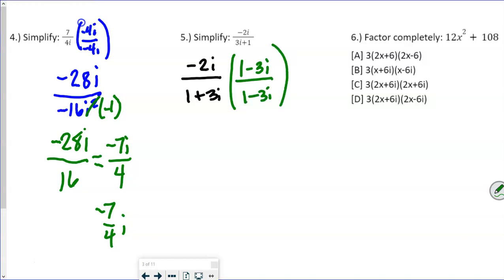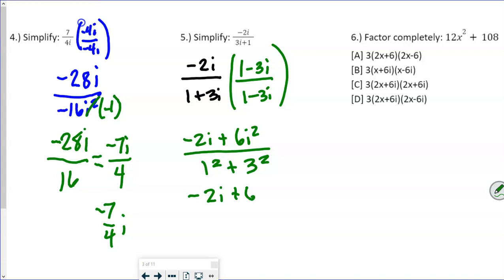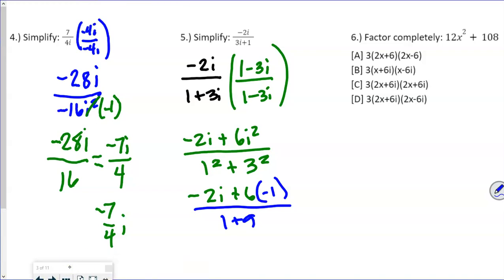On the top, 1 times negative 2i is going to be negative 2i. And then negative 2i times negative 3i is going to be plus 6i squared. Then on the bottom, remember, we're going to actually square both these terms, so we're going to do a 1 squared plus a 3 squared. So this is going to be negative 2i plus 6 times a what? Change that i squared to a what, y'all? Yeah, negative 1. And then that's all going to be over 1 plus 9. Let's move this over here. I'm going to switch this around to standard form. So this is going to be a negative 6, right, y'all?